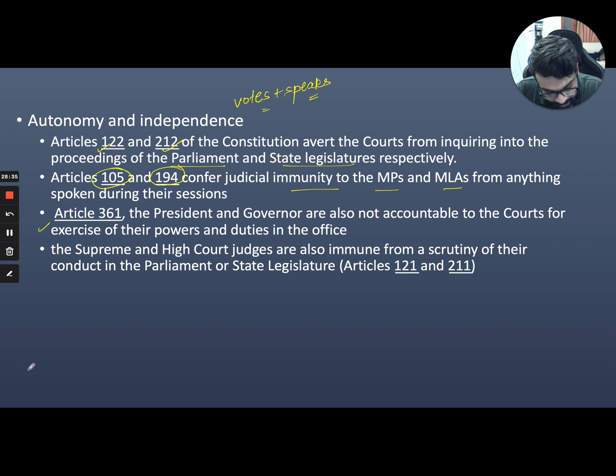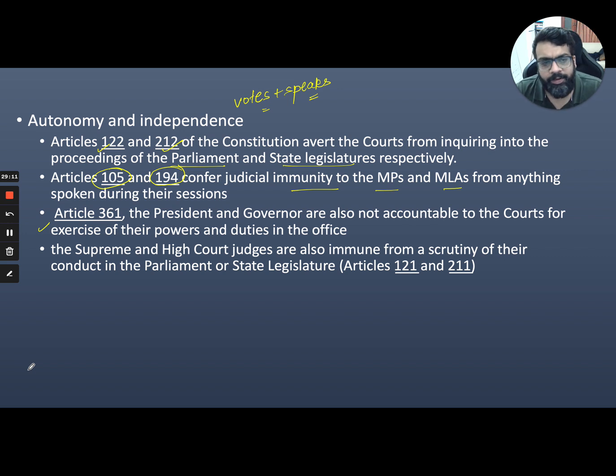Under Article 361, the President and the Governor are also not accountable to the courts for anything that they do in the course of their powers. You would have definitely studied this when you studied immunities as an explanation to Article 14, where all people are not necessarily treated equally before the law, because the President and the Governor discharge certain functions because they are the President and the Governor, and in fact they enjoy absolute immunity for both civil and criminal actions for things that are done in the course of their office.